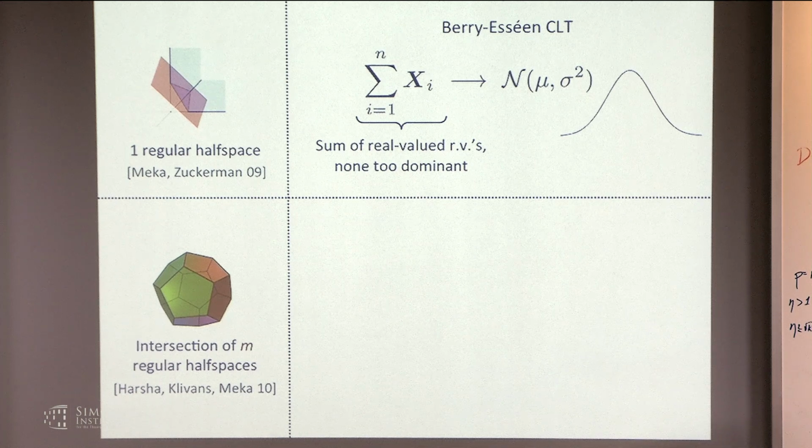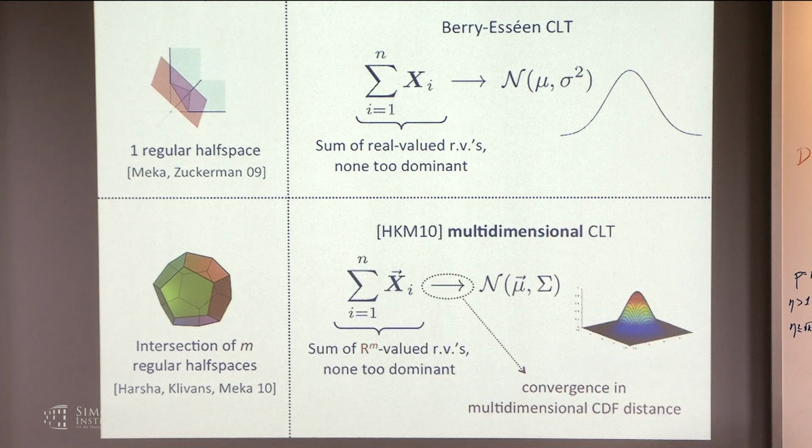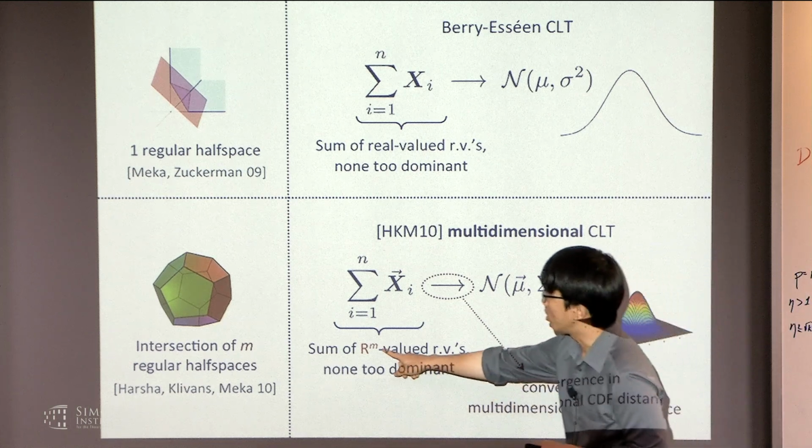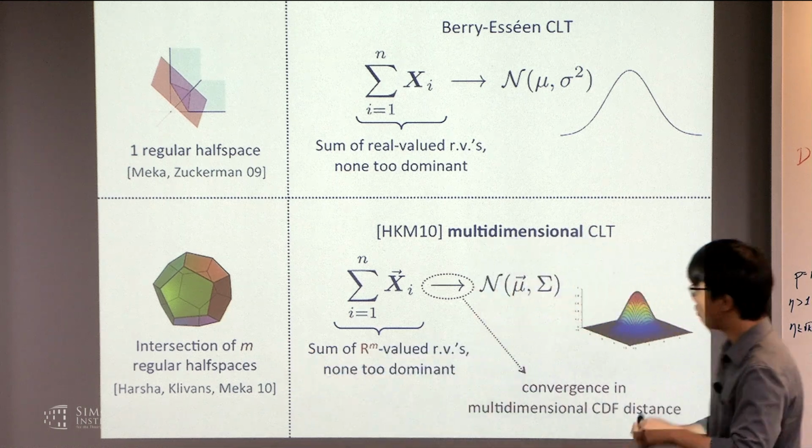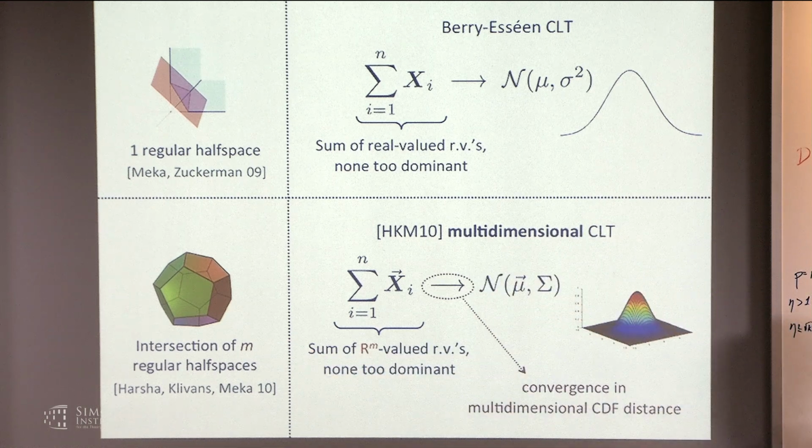Now we're dealing with m many regular half spaces. So we'll need an m-dimensional central limit theorem. If you sum n many R^m-valued random variables, where m, the dimension of the vectors, corresponds exactly to the number of half spaces you have, and none of them are too dominant, in a sense that can be made precise, then it converges to an m-dimensional Gaussian in CDF distance.